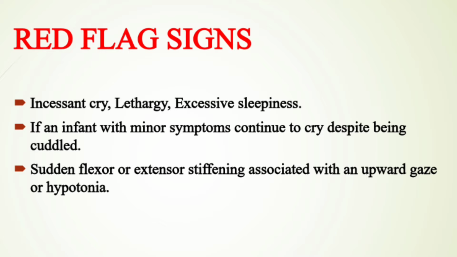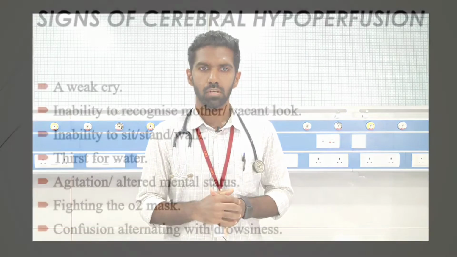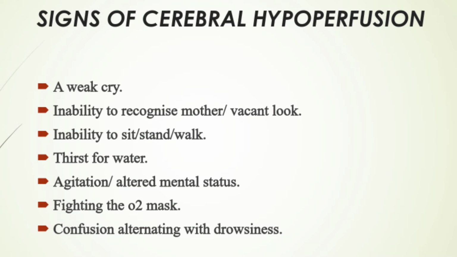Now, when you talk about altered mentation, you have to know what the signs of reduced cerebral perfusion or cerebral hyperperfusion are. In case of children, it could be a weak cry, inability to recognize the mother, a vacant stare, inability to sit or walk, thirst for water, agitation, altered mental status, fighting the O2 mask which has been kept for oxygenation, or confusion alternating with drowsiness.